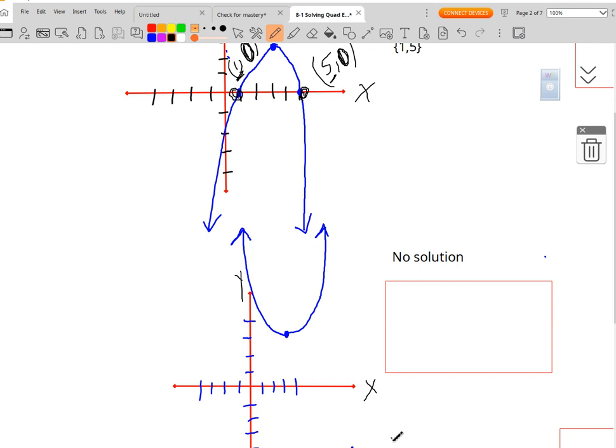are the x-coordinates of the point where the parabola crosses the x-axis. This parabola does not cross the x-axis. That's why there's no solution. We can graph the equation, but we can't solve it. They call the solutions zeros, roots, or solutions. But if it doesn't cross the x-axis, there is no solution.